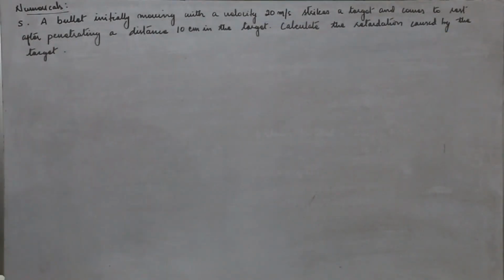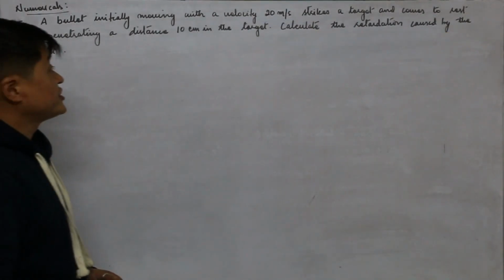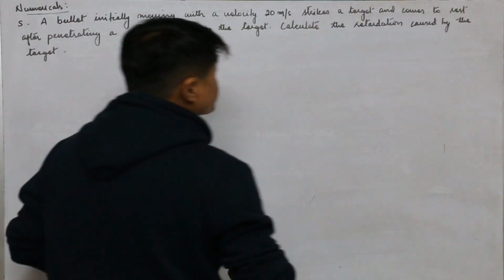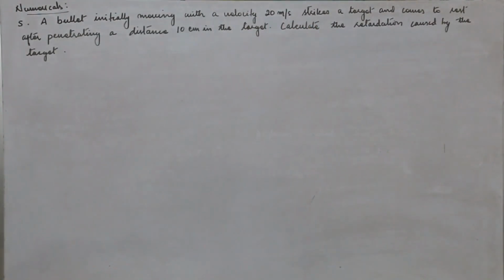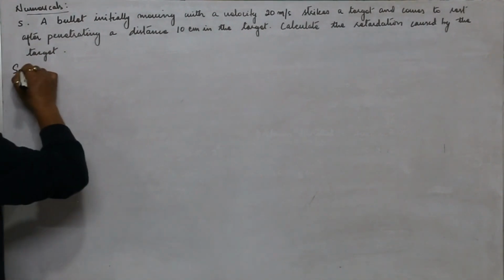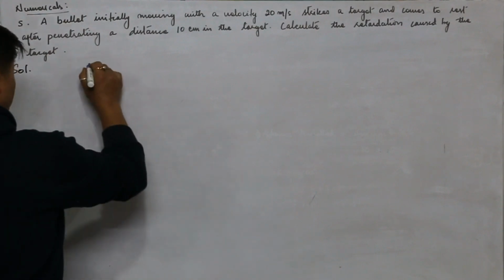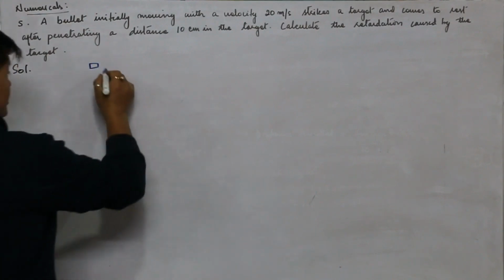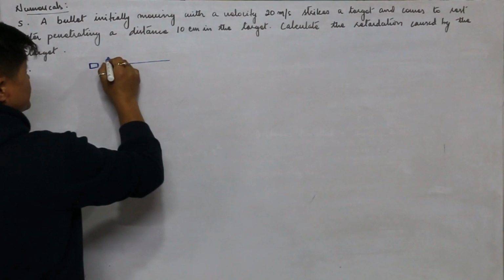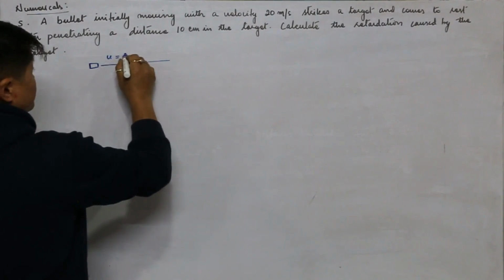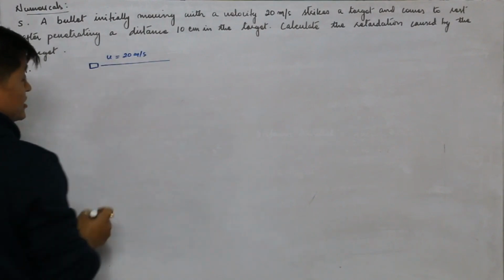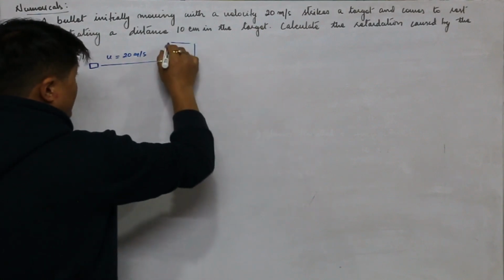Number 5. A bullet initially moving with a velocity 20 meter per second strikes a target and comes to rest after penetrating a distance 10 centimeter in the target. Calculate the retardation caused by the target. Okay, so see here solution. Suppose a bullet is initially moving with how much? Initially u is equal to 20 meter per second speed, and it hits the target.